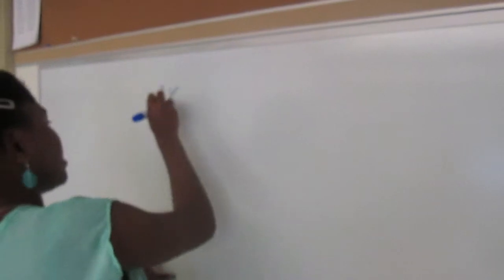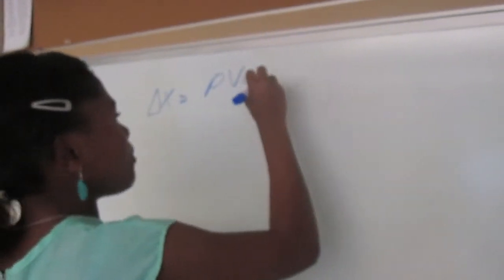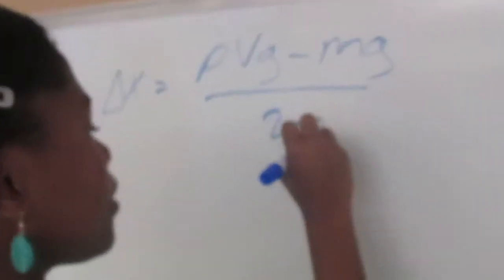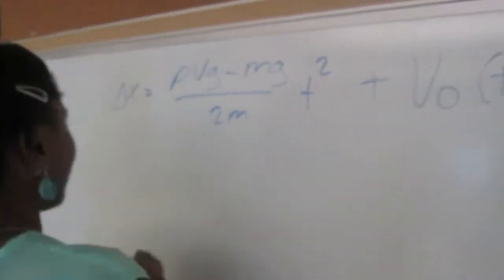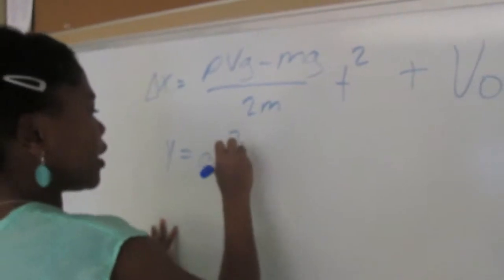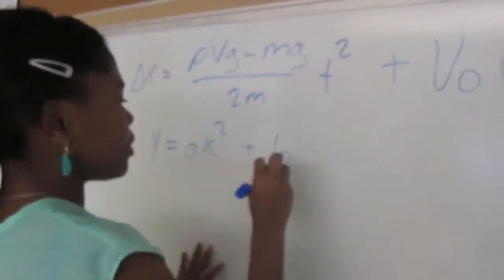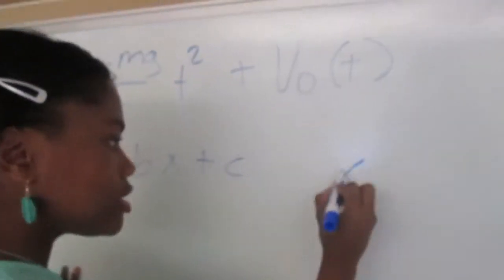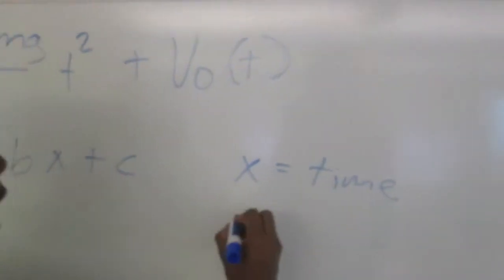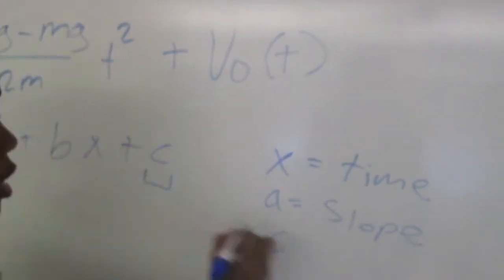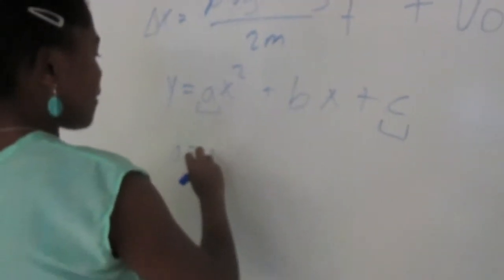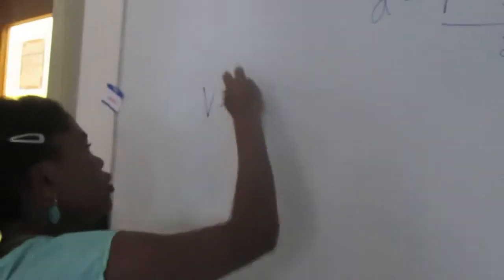Alright, so we already know that our equation is delta x equals rho Vg minus mg divided by 2m times t squared plus v0 times t. We're going to compare it to a quadratic equation and show how it relates to how we're going to find a. So x equals time in this case, a is going to be our slope, and c, which is our constant, is 0. Now we know that a would have to equal rho Vg minus mg divided by 2m.